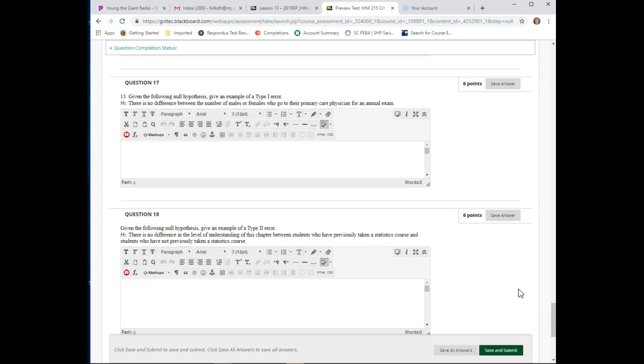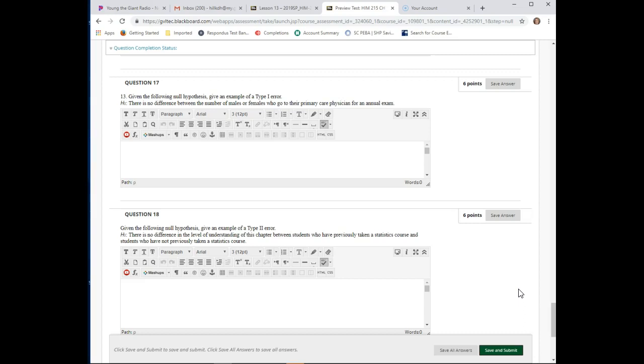So your answer would be a type 2 error would occur if the null hypothesis is not rejected, when in fact it is false. In other words, a type 2 error would fail to reject the null hypothesis when in fact there is a difference in the level of understanding of this chapter between students who have previously taken a statistics course and those who have not.